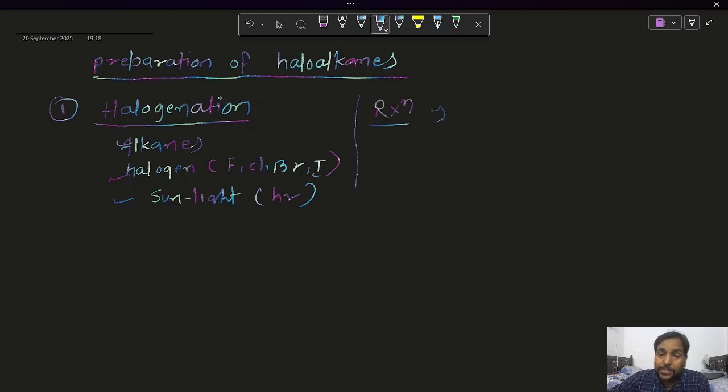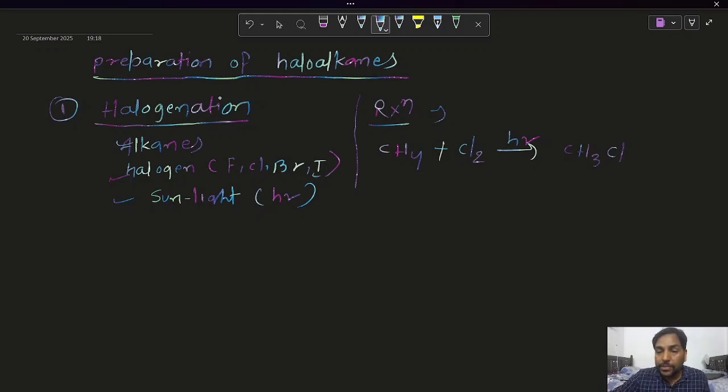Look, among alkanes we have considered methane. Now methane reacts with chlorine in presence of H nu. I'm simply writing H nu. Now we get methyl chloride, CH3Cl, right? Now one thing: this reaction is unstoppable, right?